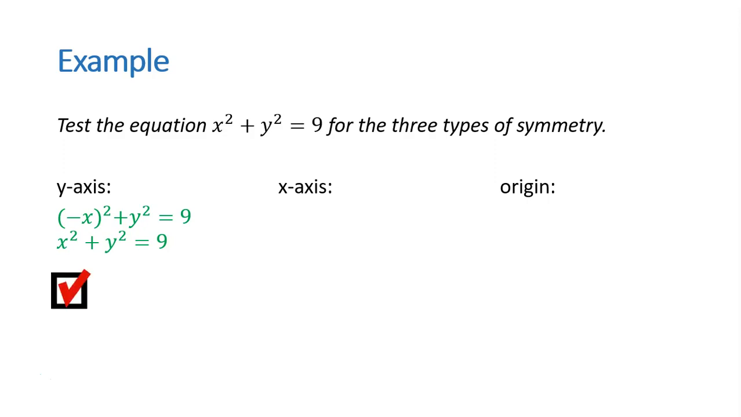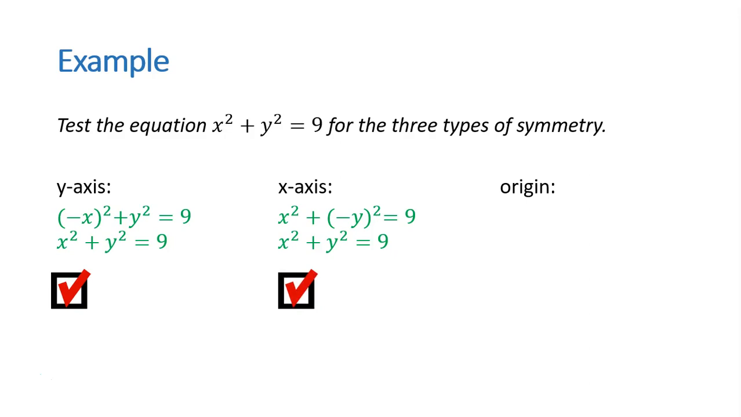Now let's check x-axis symmetry. We plug in a negative y in place of the y. The y is also squared, which in this case means that the negative in front is going to be eliminated. Yet again, we run into the same situation. We now have an equation that matches the original, which means we have x-axis symmetry.